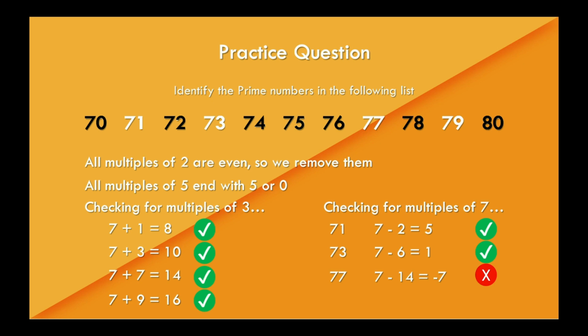We can also check using the method mentioned previously, removing the last 7, multiplying it by 2, giving us 14, and subtracting 14 from the 7. We are left with negative 7, which tells us that 77 is in the table of 7. Lots of 7s. Thus, we get a final list of 71, 73, and 79 as our prime numbers.